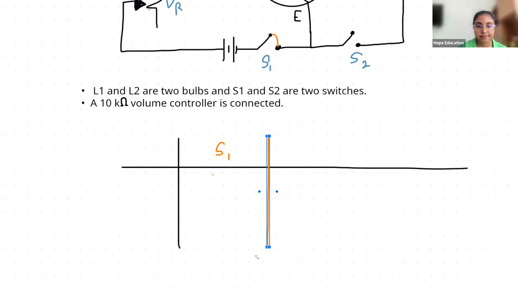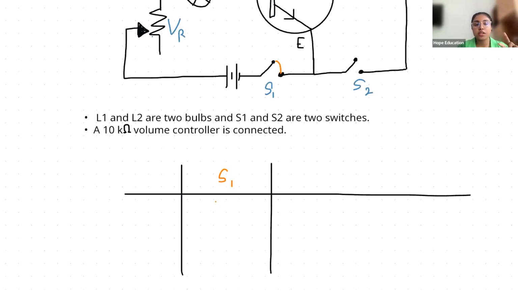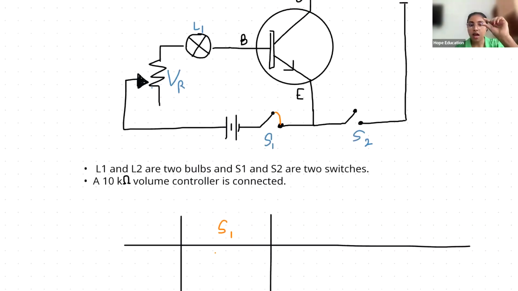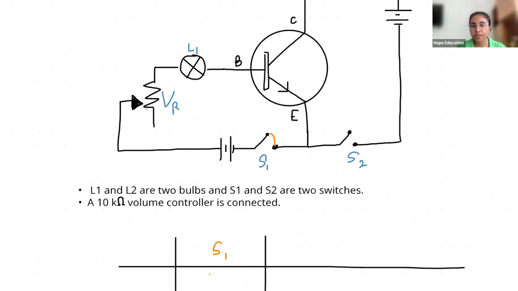Okay, I switch S1 on, right? After switching S1 on, what do I do? I adjust the volume control back and forth until the L1 lights up. I adjust the volume control until the L1 bulb lights up. At some point I will see that the bulb is lighting up. The moment the bulb lights up, I stop the volume control, that is the variable resistor. Right? So that is where the bulb lights up.